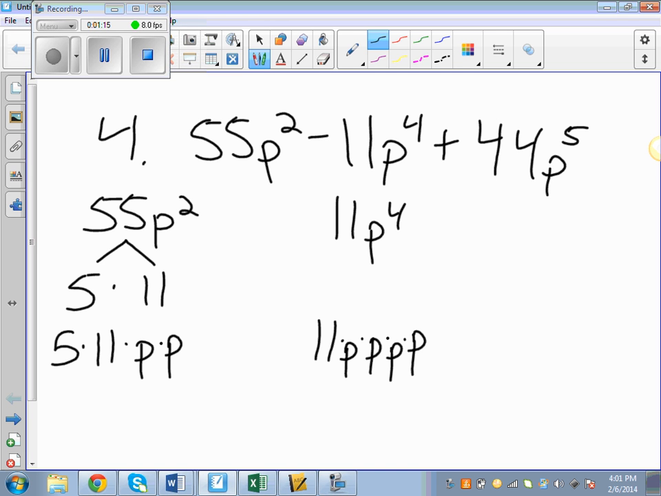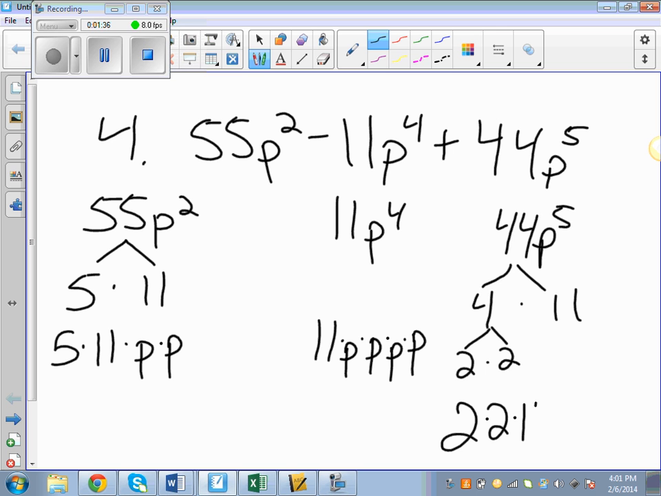And then for 44p to the 5th, 44 can be factored into 4 times 11. And then 4 can be factored into 2 times 2. So we have 2 times 2 times 11 times p times p times p times p times p. So there should be 5 of them now.